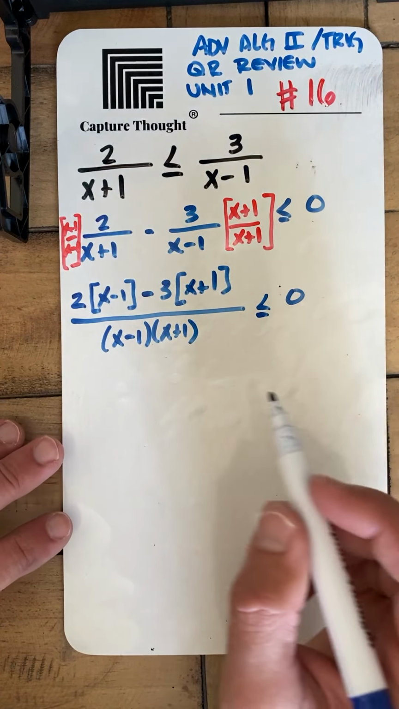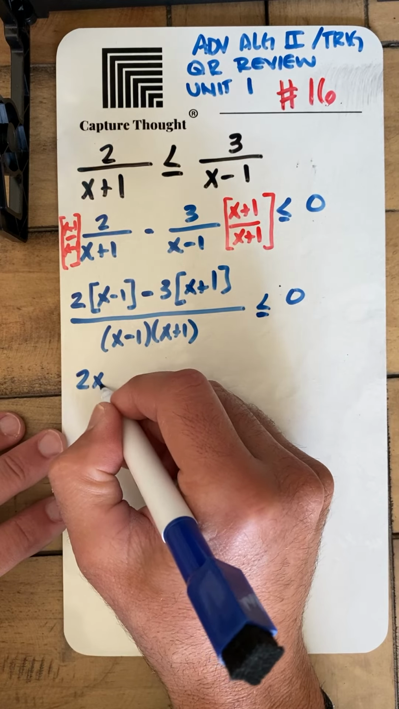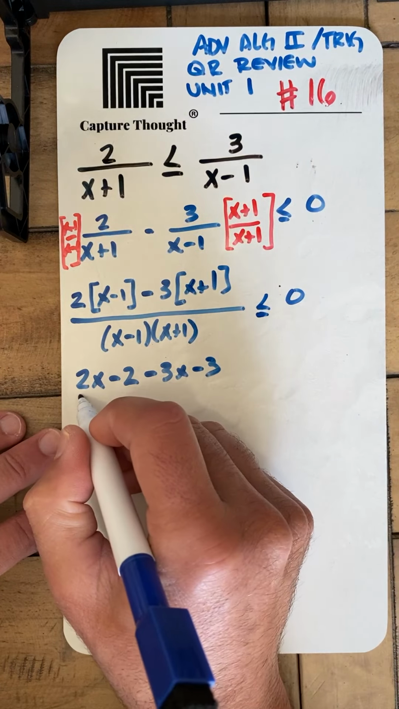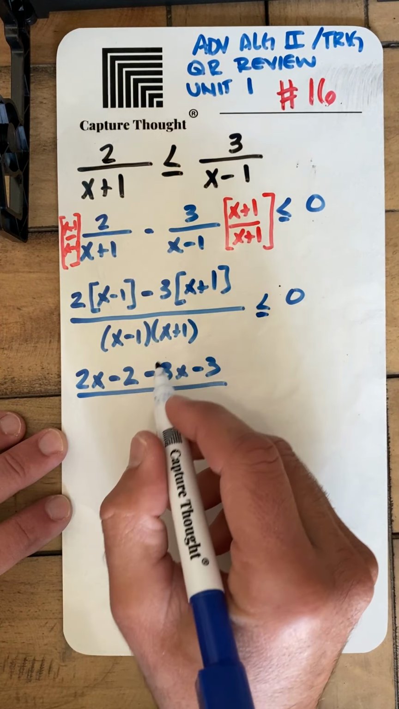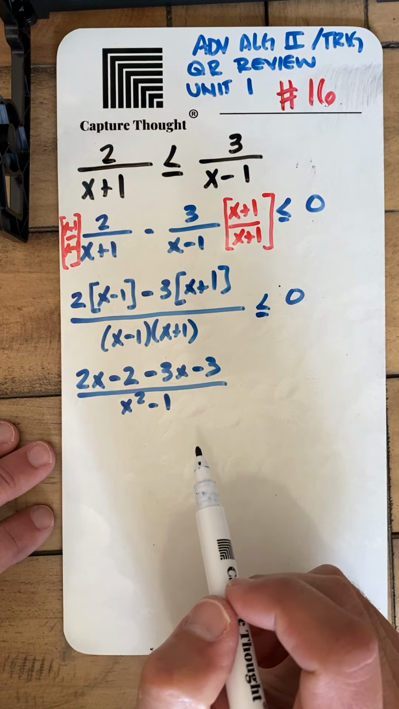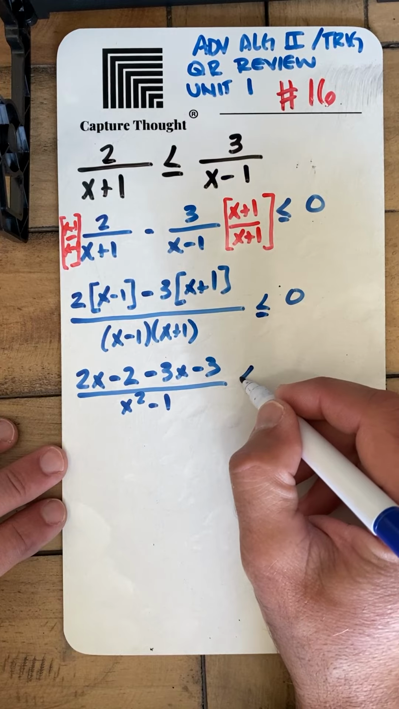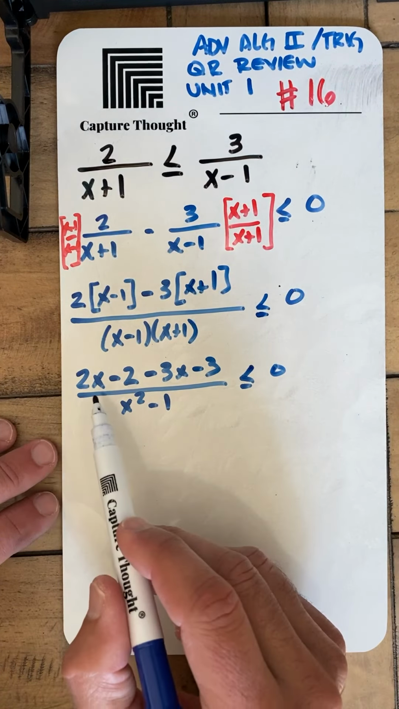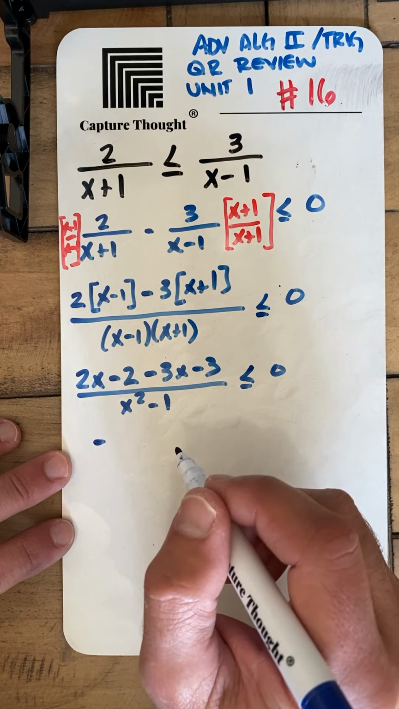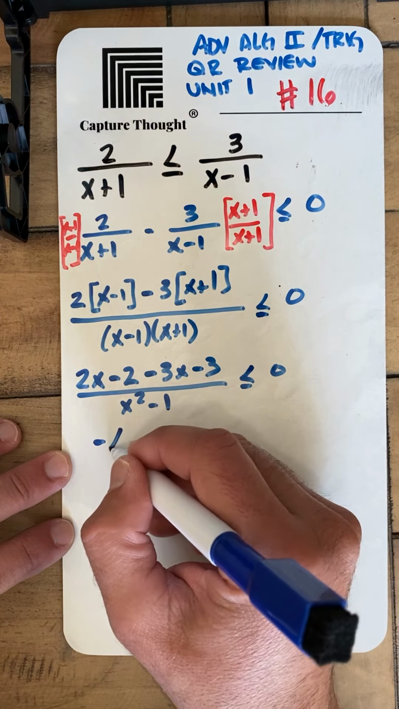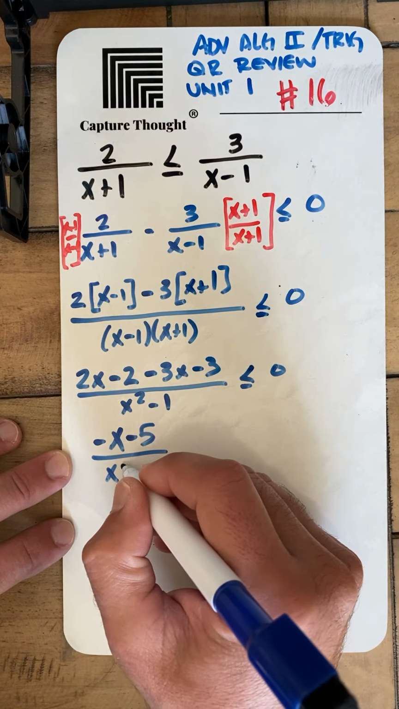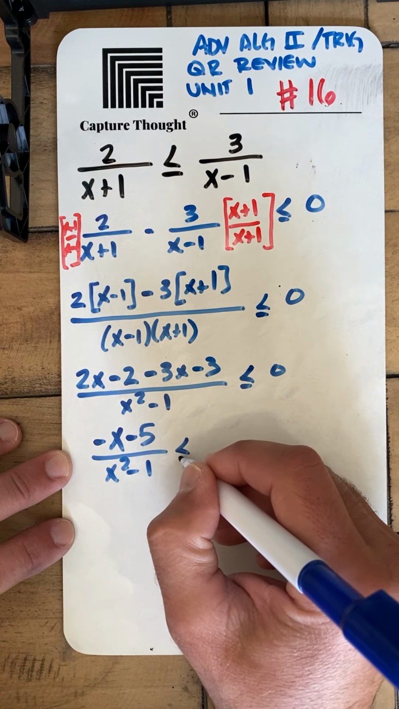Let's simplify and work with this. So this would be 2x minus 2 minus 3x minus 3 all over, and I'm recognizing this as x squared minus 1, the difference of two squares down below. So I'm going to write it like that. Still less than or equal to 0. 2x minus 3x is negative x. And then negative 2 minus 3 is a negative 5. All over x squared minus 1 is less than or equal to 0.